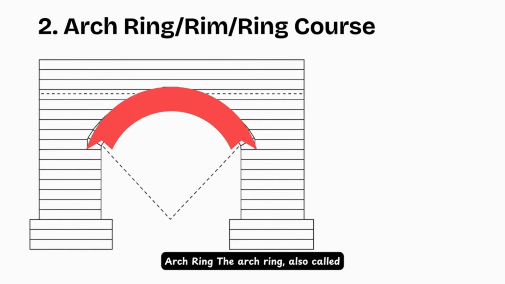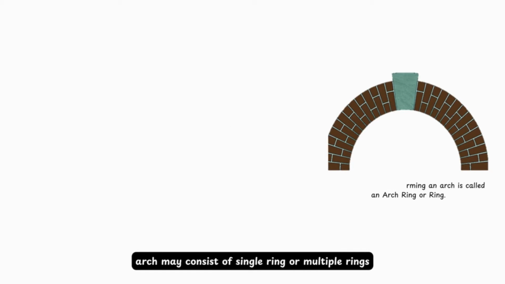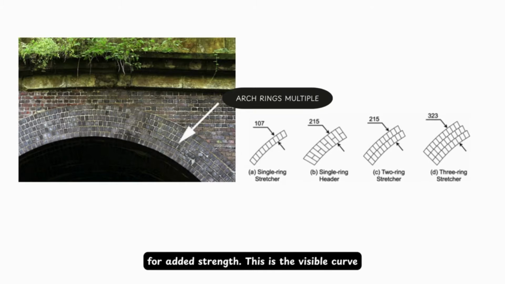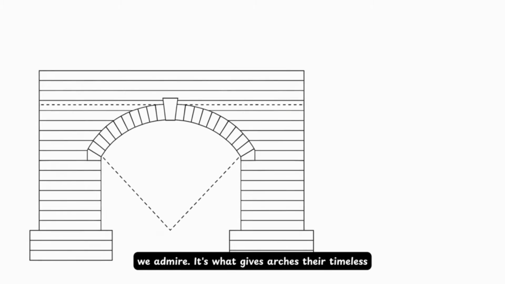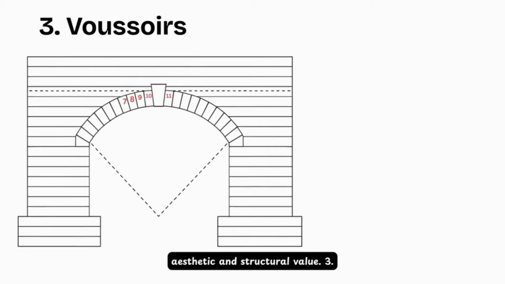2. Arch ring. The arch ring, also called ring or rim course, is the entire curved course of the arch, made up of voussoirs. An arch may consist of a single ring or multiple rings for added strength. This is the visible curve we admire. It's what gives arches their timeless aesthetic and structural value.